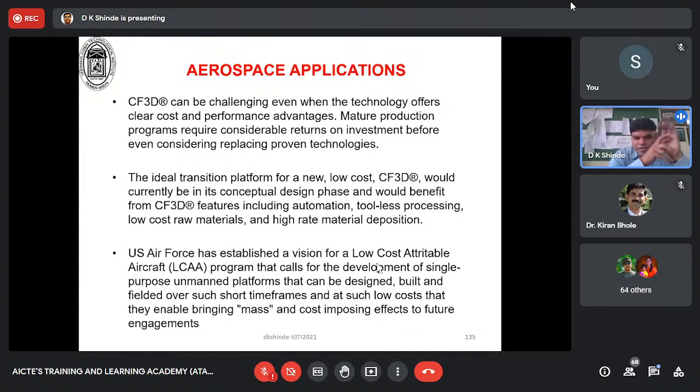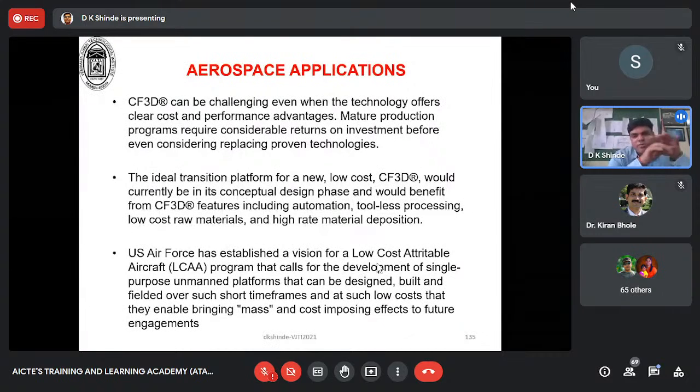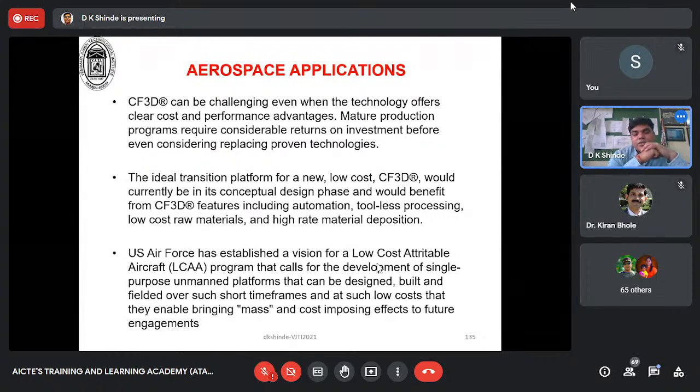So currently US Air Force has established a vision for the low cost attritable aircraft program, which will be developed for a single purpose of unmanned platform, which will be used in the mission for the moon as well as Mars, to send small aircraft, or you can develop the small aircraft over there, and they may fly and do the surveillance or other operation on the planets. So that is what they are right now looking at. So they want to build over there, not on the earth.